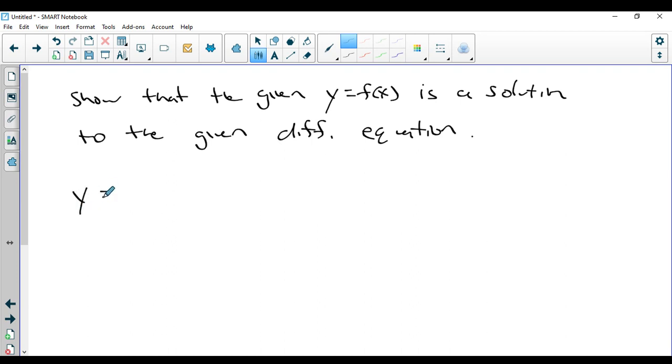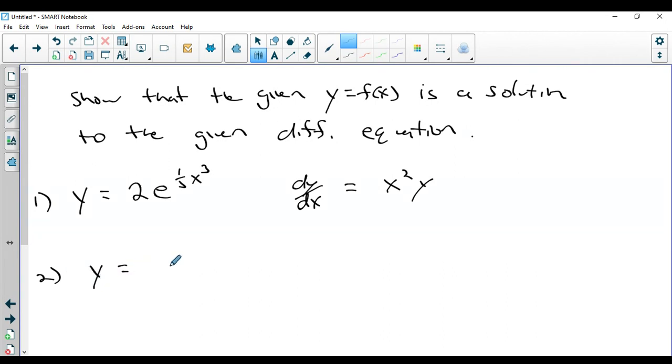So we'll go y equals, let's see, 2e to the 1/3 x cubed. That's the given y. Show that that is a solution to the differential equation dy dx equals x squared y. So that'll be question 1. Question 2 will be confirm that y equals 1/4 x to the 4th plus 2 cosine x plus 1 is a solution to, check this out, y prime equals x cubed minus 2 sine of x.